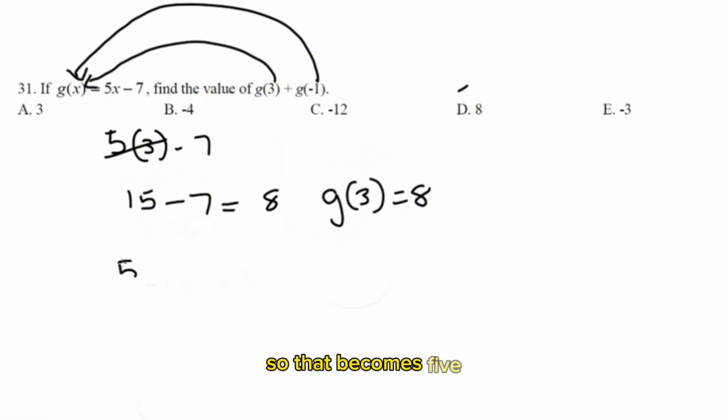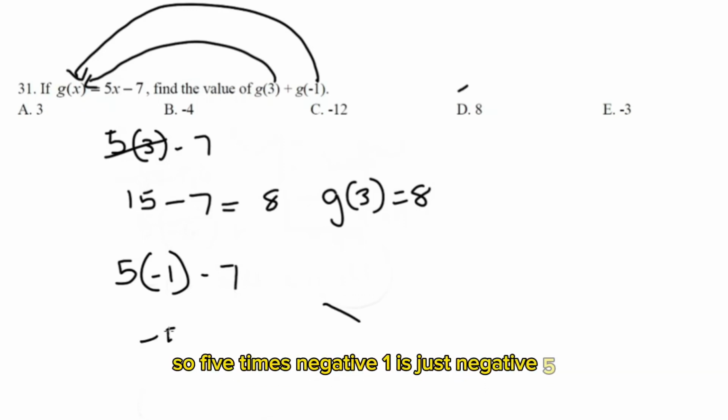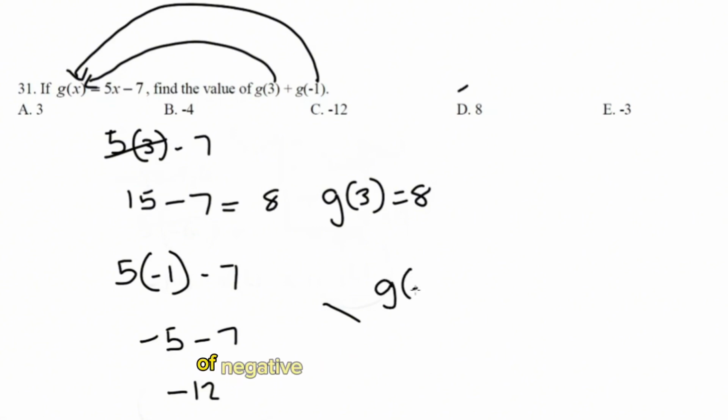So that becomes 5 times negative 1 minus 7. Alright, so 5 times negative 1. So 5 times negative 1 is just negative 5. So negative 5 minus 7. Negative 5 minus 7 is negative 12. So that means g of negative 1 is equal to negative 12.